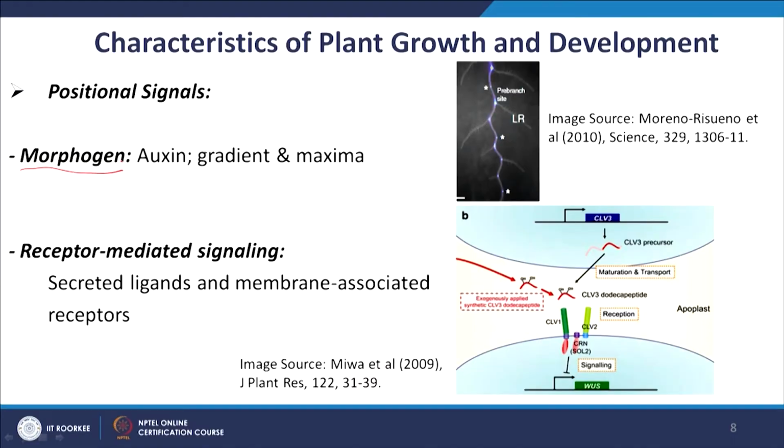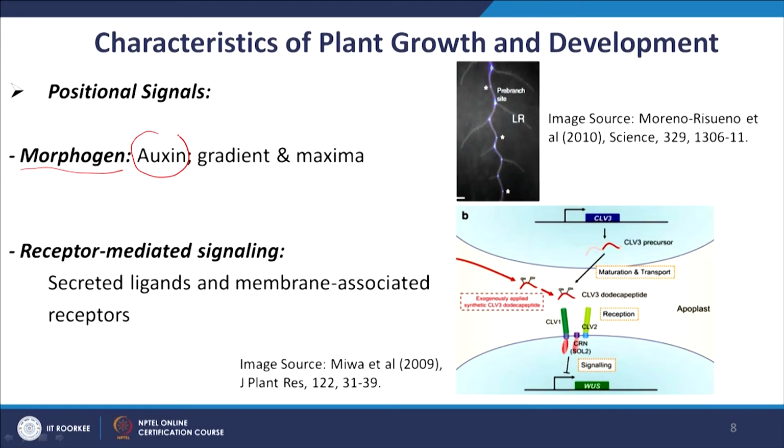Morphogens are the signaling molecules which are responsible for providing a cell fate or providing identity, and one such very important molecule is auxin. Auxin is a plant hormone. The auxin distribution is very important. It is transported in a polar manner and there is a formation of a gradient. So auxin biosynthesis, storage, distribution, everything is important.